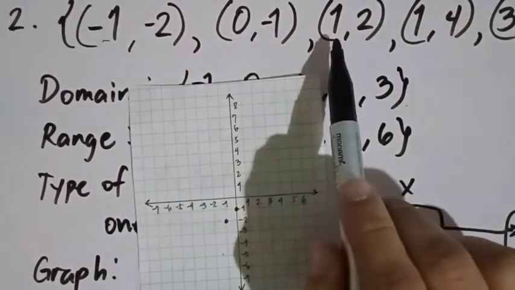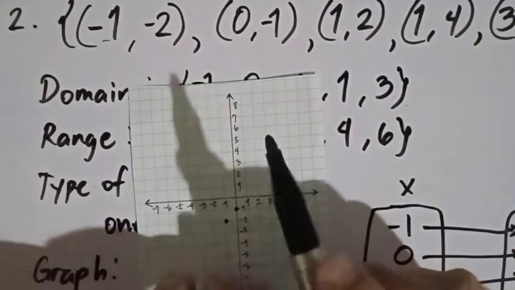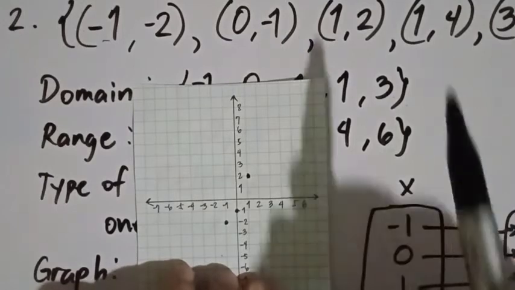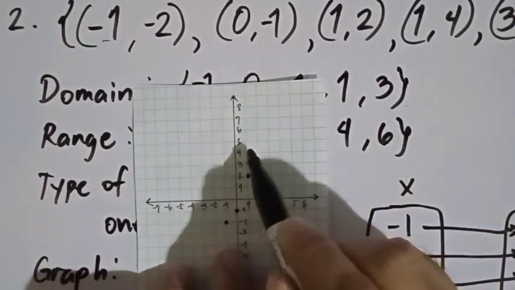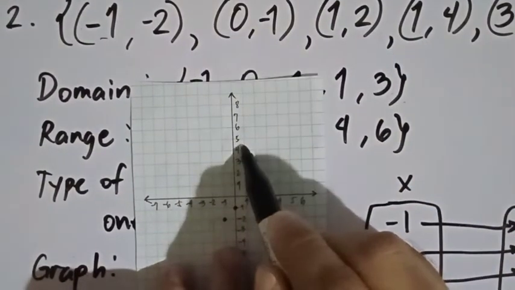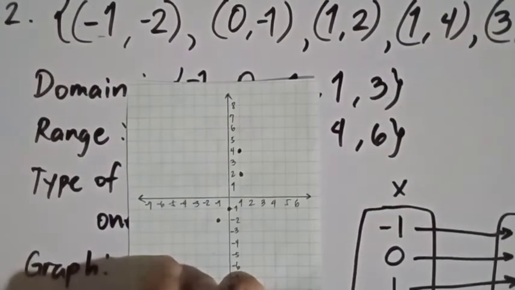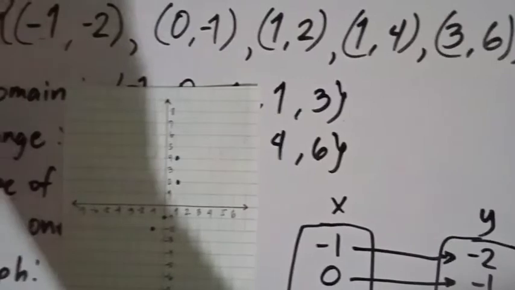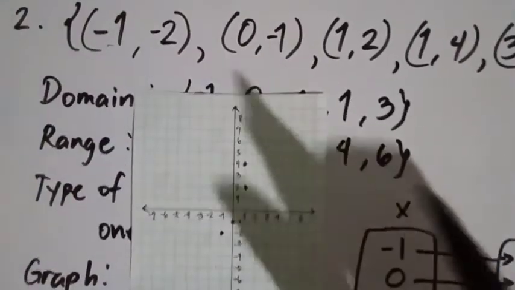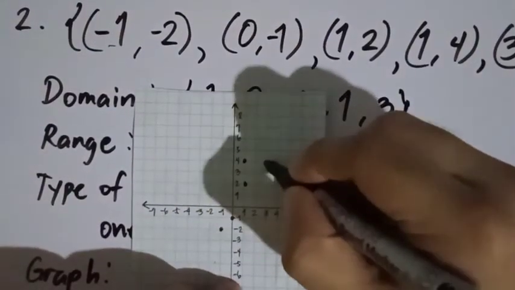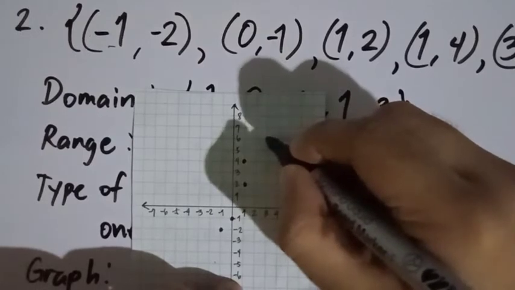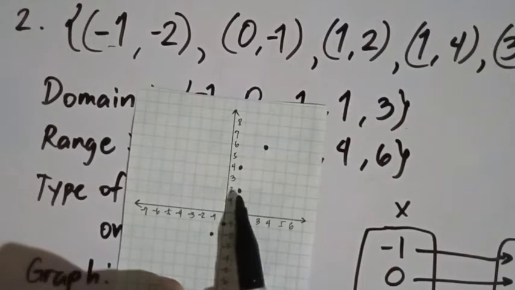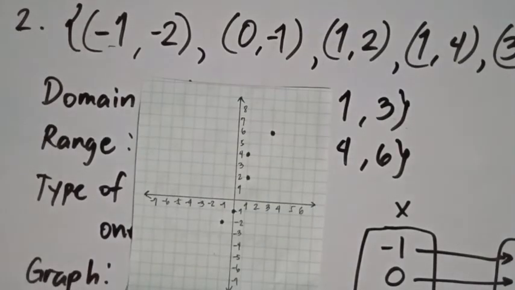Next, 1, 2. So, nasa first quadrant. Dito siya. Ayan. Next, 1, 4. So, 1, 4. Dito siya. And finally, yung 3, 6. Ayan. So, 3, 6. So, dito siya. Okay. So, ito yung graph ng relation.